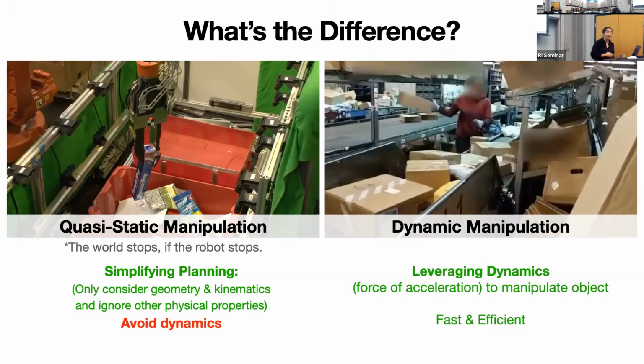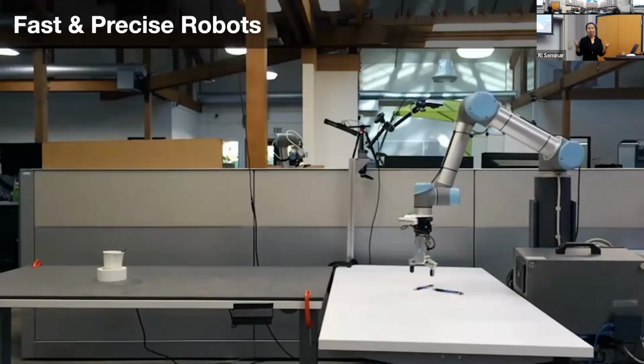However, dynamic manipulation is very different. Instead of trying to explicitly avoid dynamics, you try to leverage the dynamics, for example the force of acceleration, in order to more efficiently manipulate objects, like tossing objects around. As a result, when it works, the system is often much faster and more efficient with dynamics in the loop. So the goal of our research, at least a lot of it, is trying to move our robots from this quasi-static domain to this dynamic manipulation domain. So the question is, what's making it hard? Is it hard to move a robot fast?